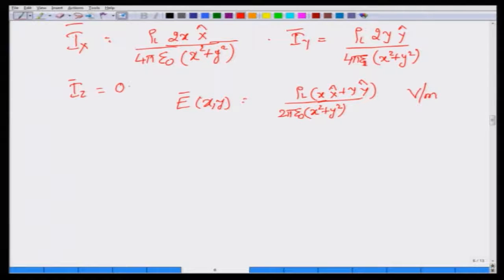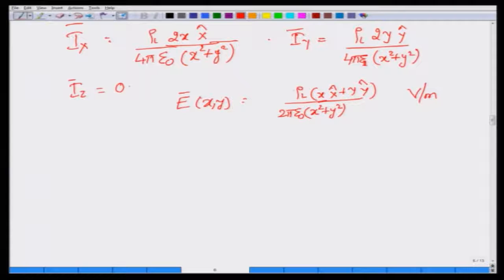Do not forget to use that volt per meter at the end, because this is what the electric field is measured in. Okay. Before going on to the next part, let us see what this equation is telling us. Okay. What is the direction of the electric field in the xy plane now?